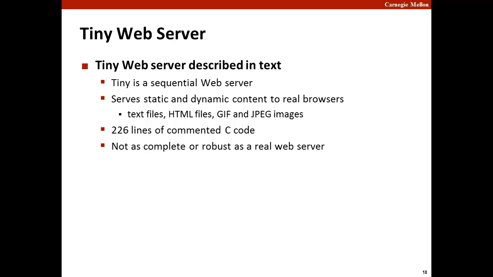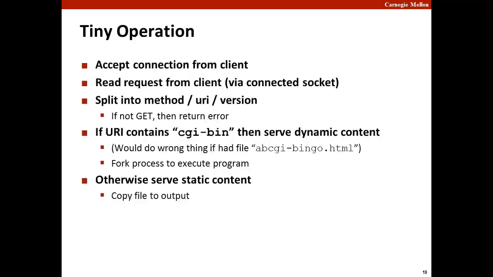It's only 226 lines of code that is commented, by the way. So it's obviously not a very advanced web server, but it's an excellent example. It accepts a connection from a client. It reads the request. It splits the URI, the identifier for that object. It does something really simple.